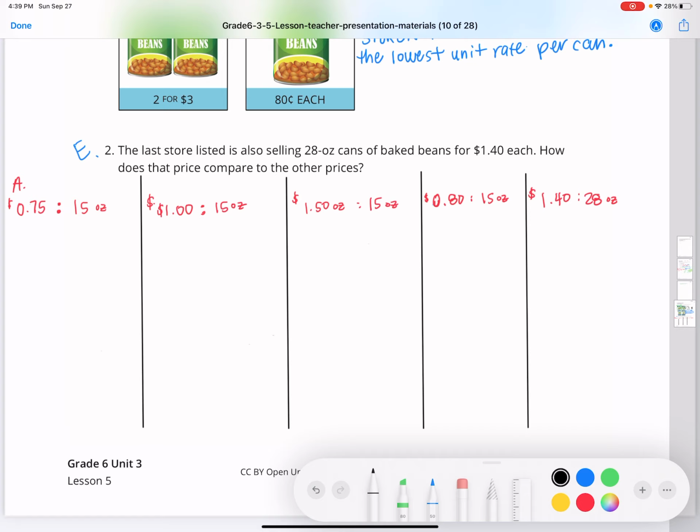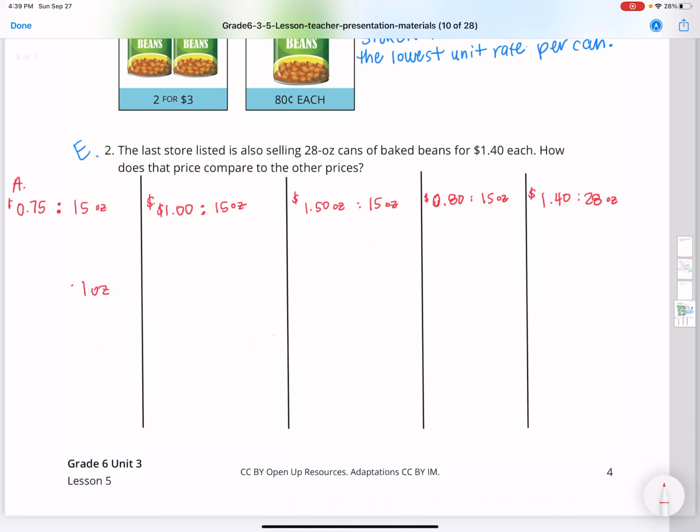So since I'm comparing the prices, I want to get each one down to where it says 1 ounce. So here's my ratio. I'm setting up my ratio to where each one is going to say 1 ounce. Okay, so now for each one, I'm going to figure out, well, what do I have to divide this by to get 15 to 1?